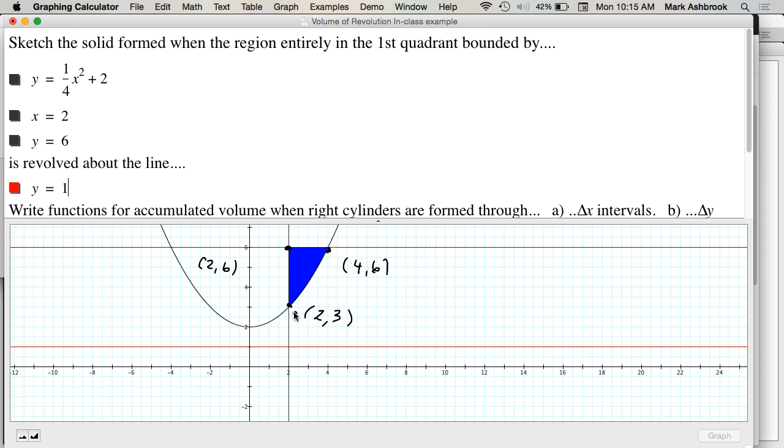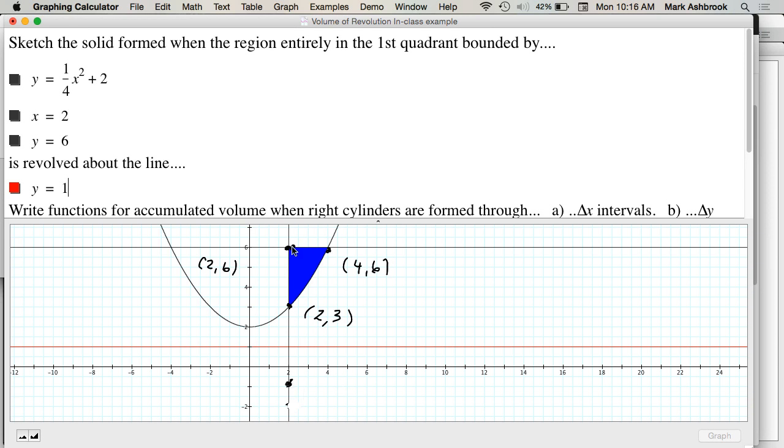So when 2, 3 is rotated about the line y equals 1, where does it end up? 2, negative 2. Is that right? So 3 is how far away from 1? That's 2 units. So now we're going to go 2 units down. Is that negative 2? It should be negative 1. But that was the right idea. So that point, when we get halfway around in our rotation or revolution, it's going to be there.